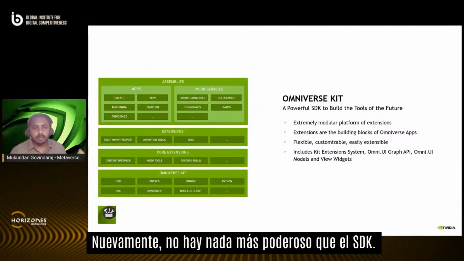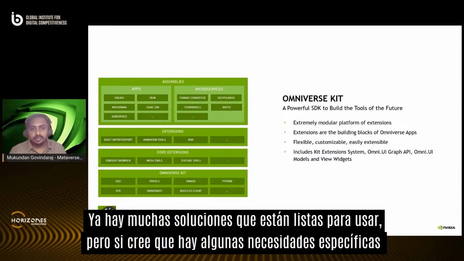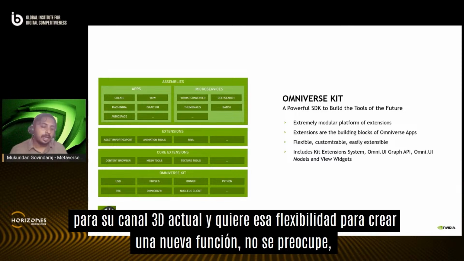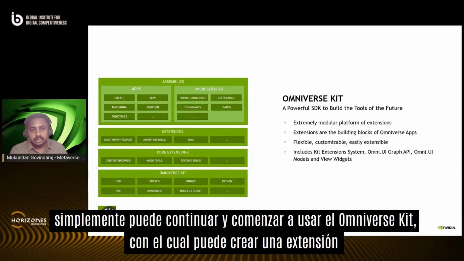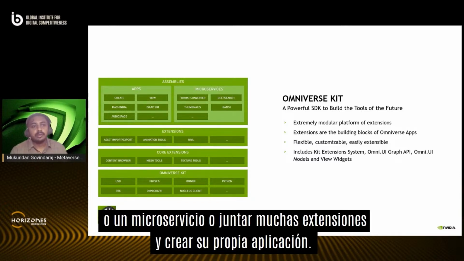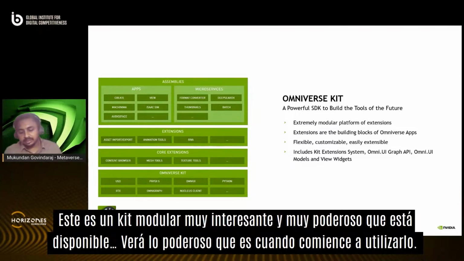Again, Kit is nothing but the powerful SDK. There are already a lot of solutions which you can use out of the box. But if you feel that there are some specific needs for your current 3D pipeline, and you want the flexibility to go and build a new feature, not to worry, you can simply start using Omniverse Kit, using which you can build an extension or a microservice, or put a lot of extensions together and create your own application. So this is a very interesting and very powerful modular kit which is available. And you'll see how powerful it is only when you start using it.